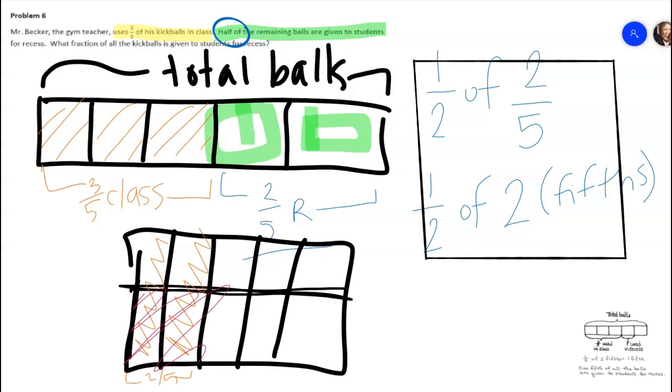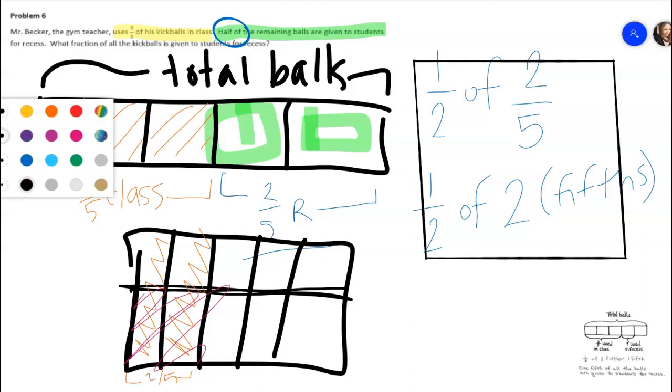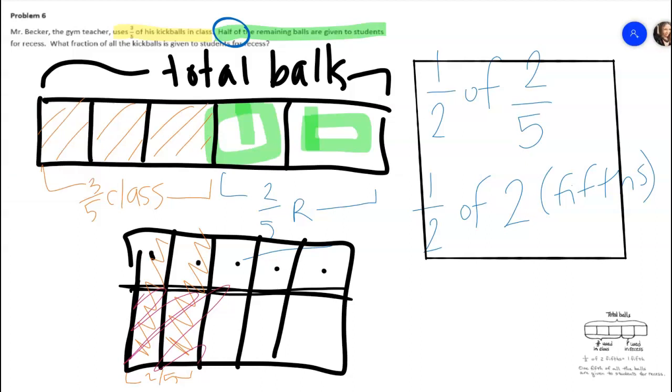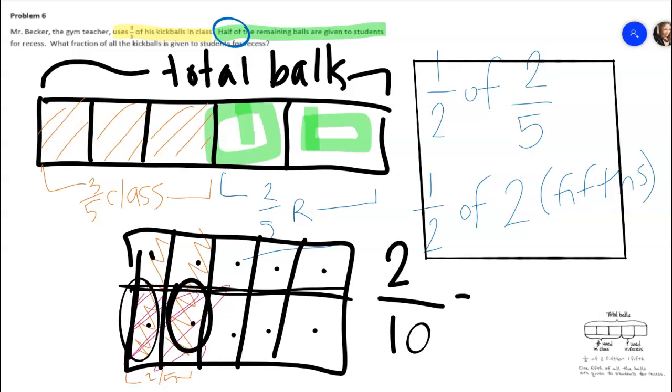So now how many total parts is our whole divided into? 1, 2, 3, 4, 5, 6, 7, 8, 9, 10. 10 equal parts. And how many are double shaded? 2. And so we can divide 2 and 10 by 2. 2 goes into both 10 and 2. And we would get 1/5. That is your answer.